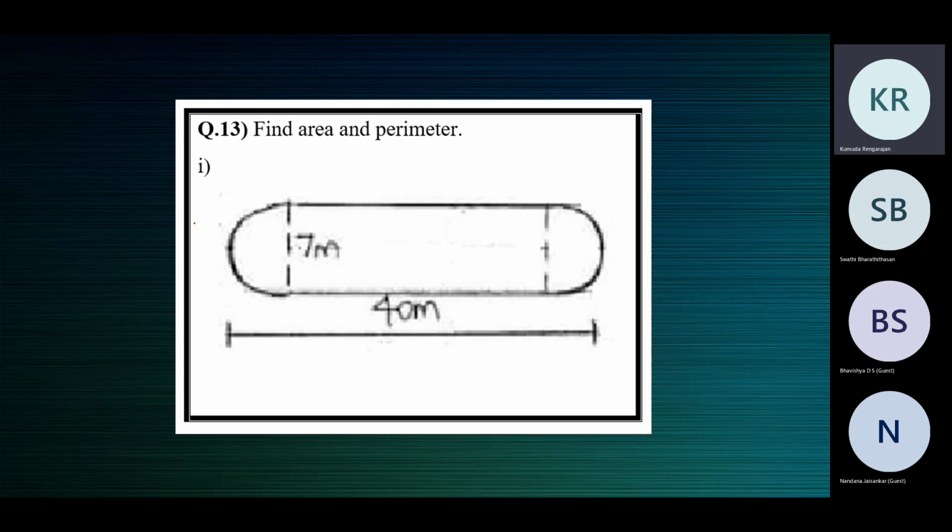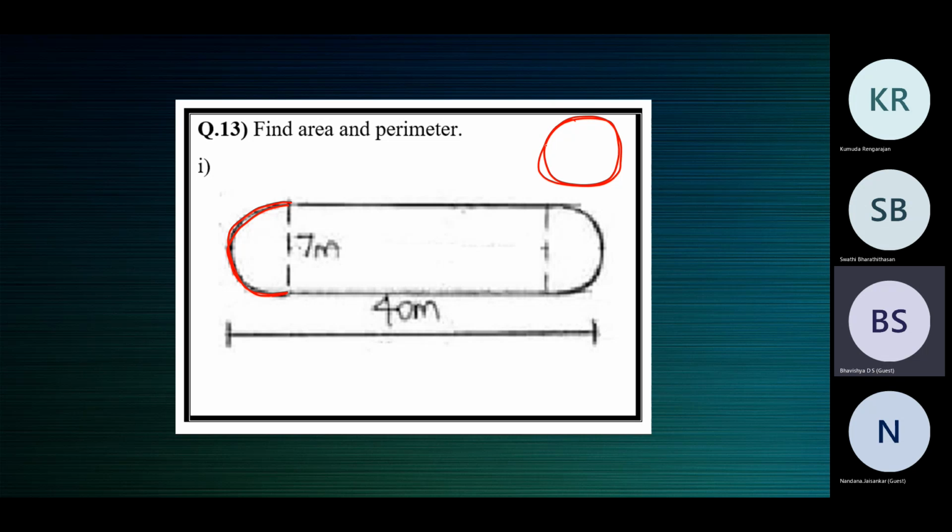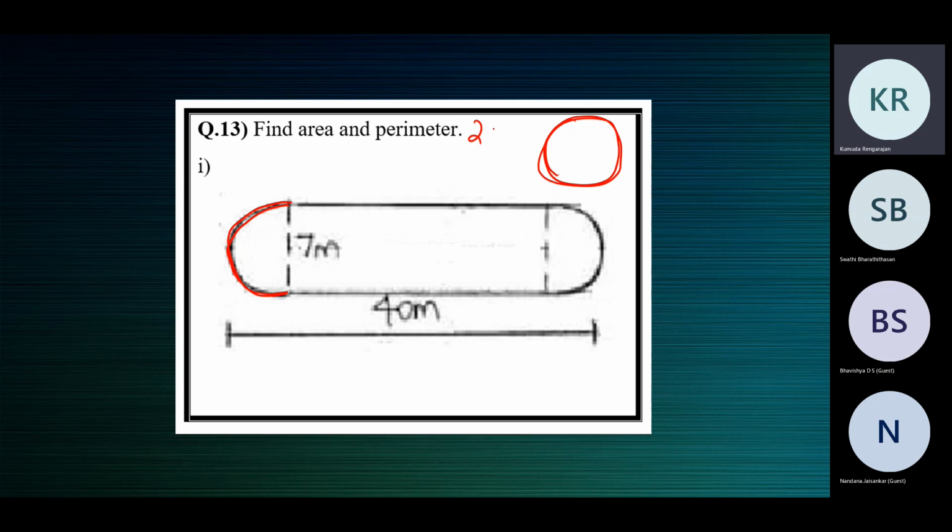How do you find the perimeter? What is the length of the semicircle? What's the circumference of a circle? 2 pi r, not 2 pi r square, 2 pi r. So what is 2 pi r by 2? Pi r. So the length of the semicircle is pi r. Because the circumference of the full circle is 2 pi r, for a semicircle the length will be half of that, 2 pi r by 2, so pi r. So this length is pi r, and this length is pi r.